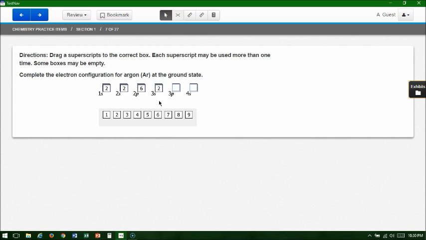3s2. Now we're up to magnesium. And then finally 3p6. So that is the electron configuration for argon. And it says some boxes may be empty. So we don't have to do anything with the 4s, just leave it blank. And that configuration, 1s2, 2s2, 2p6, 3s2, 3p6, is correct for argon.